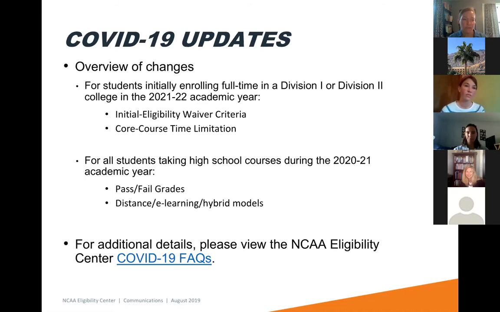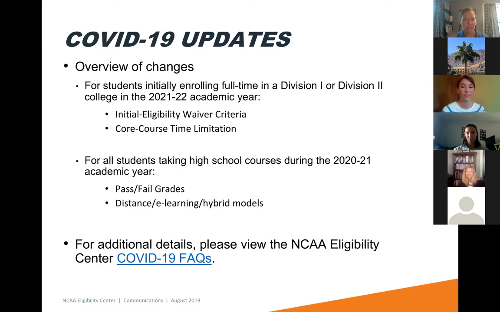So I've broken these into 2 sections. The first 2 main items that we're going to cover are for students initially enrolling full-time in a Division I or Division II college in the 2020 to 21 academic year. Typically, this would be current high school seniors or incoming high school seniors who are expecting to graduate on time and then expecting to enroll in the following fall. Of course, nothing is typical right now. So these would also apply to students who have already graduated and are delaying their enrollment until the fall of 21 or until the winter of 21.